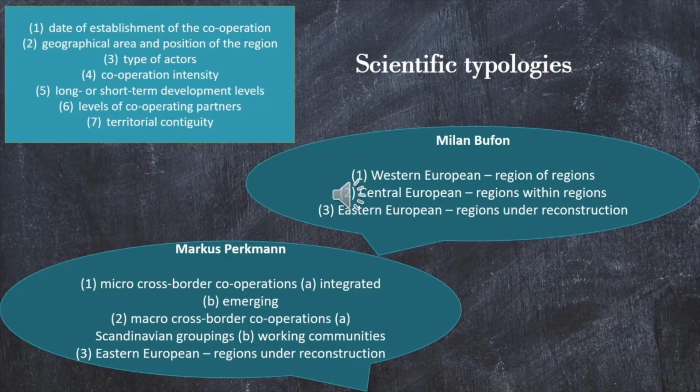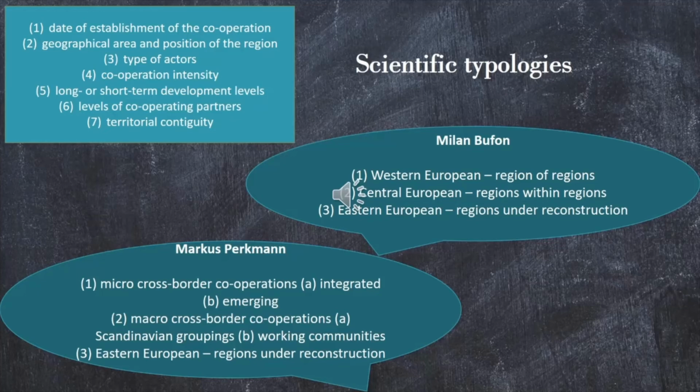The second approach is by Markus Perkman, and based on this approach, on the geographical scope, Perkman uses the term micro cross-border regions for the small-scale cooperation arrangements among contiguous border regions belonging to different nation-states. This term is used regardless of the precise organizational setup or the nature of the participating actors. The term cooperation intensity in Perkman's terminology refers to the degree to which the cross-border bodies have gained autonomy vis-à-vis the single participating authorities. For estimating the cooperation intensity, Perkman relied on the catalogue of criteria proposed by the Association of European Border Regions.